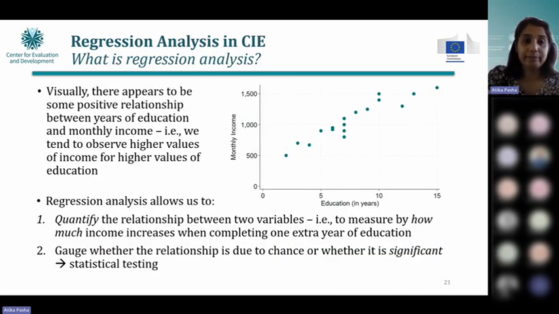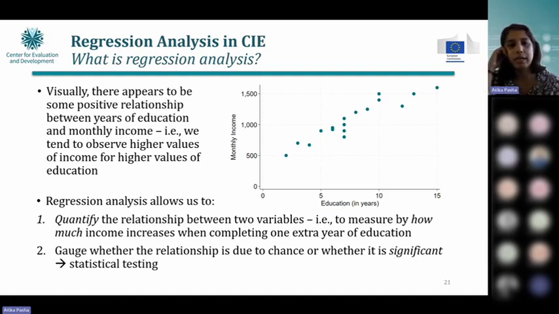What do you see here? This is basically showing us that there is a positive relationship. How do you say it's a positive relationship? Basically, an upward slope is exactly what tells us that this is a positive relationship. So the more years of education you have, the line is moving upwards and not downwards and not horizontally. So what we can see here is that for higher years of education, we observe higher values of income.